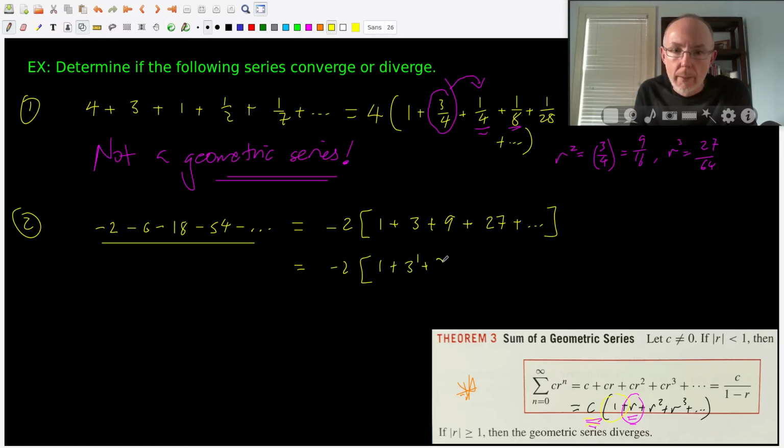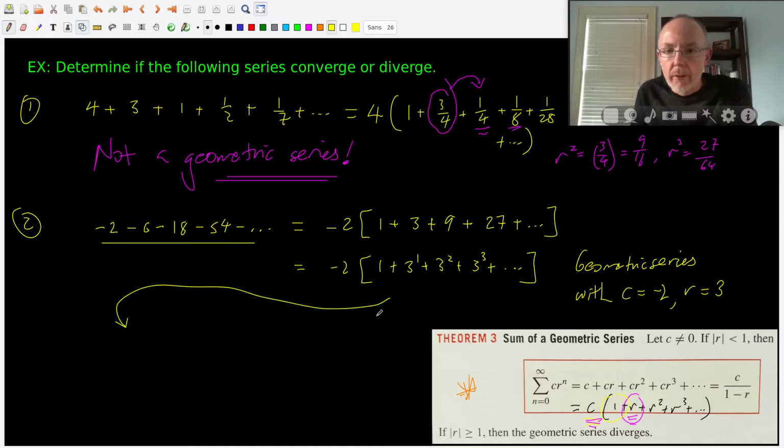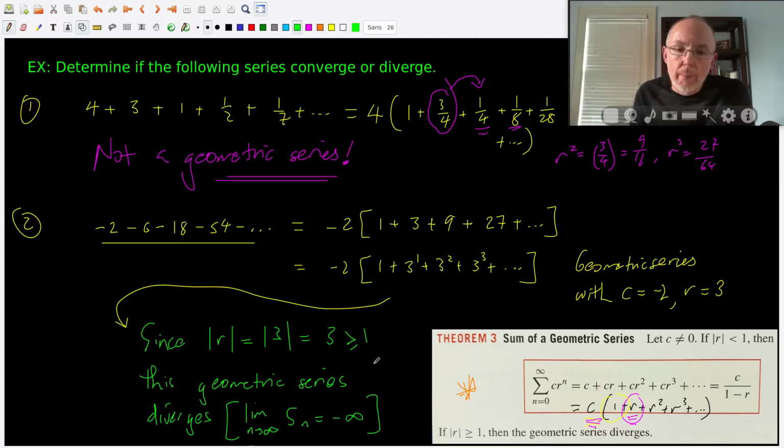This is 3 to the 1 and 3 squared and 3 cubed, and that's exactly the feature we expect to get with a geometric series. And comparing it, that tells us that C is -2. That's the number we pulled out the front. And then R is 3. Does it converge? Well, hopefully again you can see that it doesn't. The important thing here is that the absolute value of R is bigger than 1. And as soon as we know that the absolute value of R is bigger than 1, or in fact bigger than or equal to 1, the series diverges. And in fact it diverges so that the partial sums head off to -infinity.